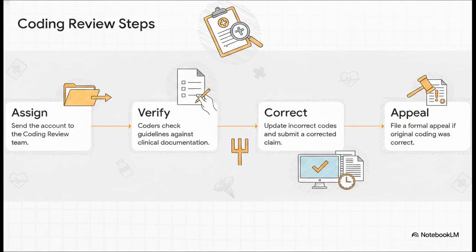If the coders find a mistake was made, they provide the correct codes, we update the system, and we submit a corrected claim, usually within a 120-day filing window. But what if the coders confirm the original coding is absolutely 100% correct based on the medical record? We stand our ground, we skip the corrected claim completely, and file a formal appeal, attaching those supporting clinical notes to prove medical necessity to the payer.